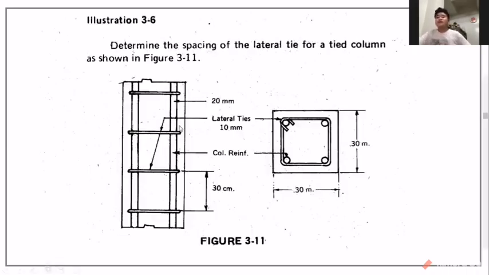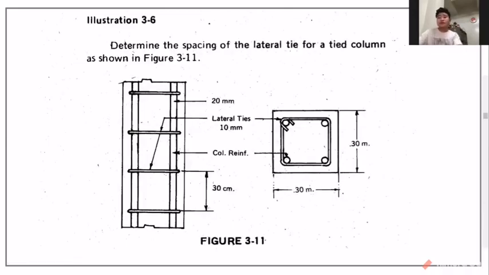So, first illustration for the lateral ties. Determine the spacing of the lateral tie for a tied column. That's shown in figure 3-11. So this is actually our lateral ties with 10 millimeter. And then this is our column reinforcement. This is the dimension of our column, which is 30 centimeter by 30 centimeter.